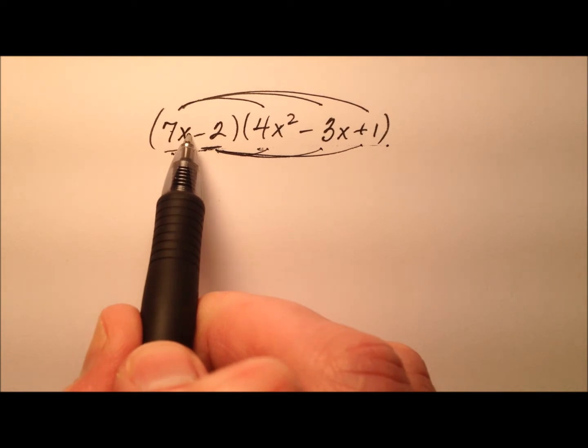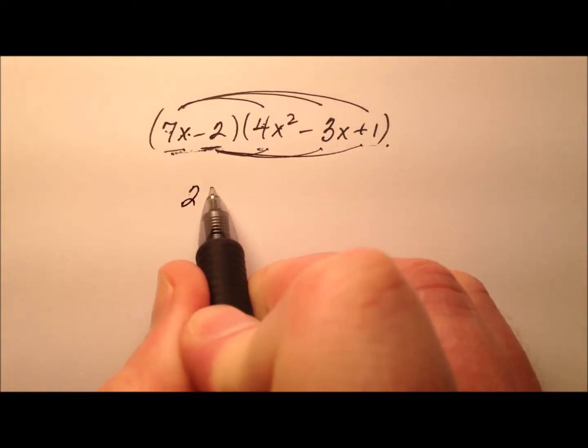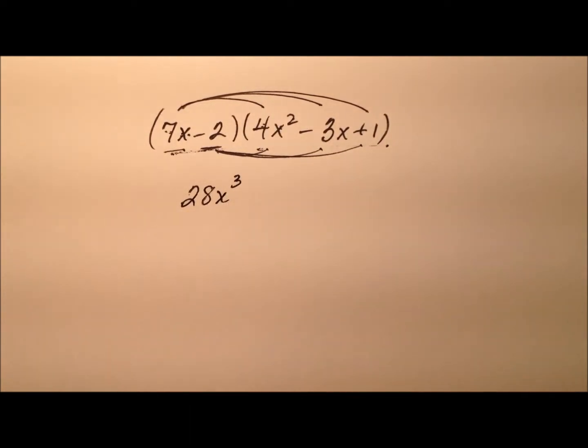So 7x first. So 7x times 4x squared. 7 times 4 is 28. And x times x squared is x cubed.